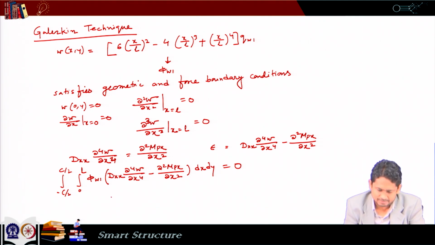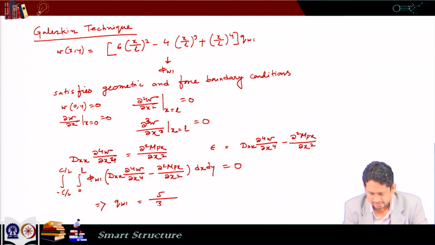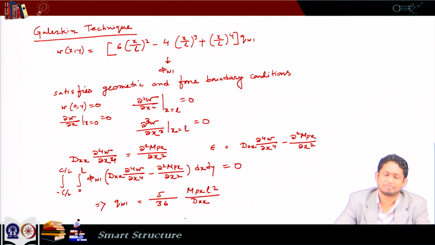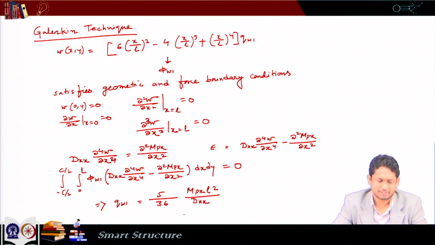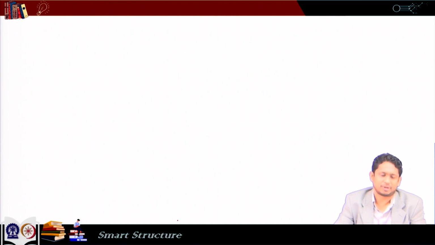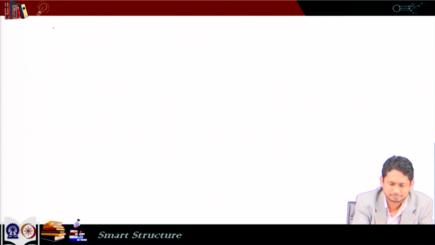So, if this entire expression is evaluated, finally QW1 comes to be 5 by 36 multiplied by MPX L square by dxx, and then it can be put in the original approximation and our solution is done. Now, we will solve another problem where we have an antisymmetric laminate.